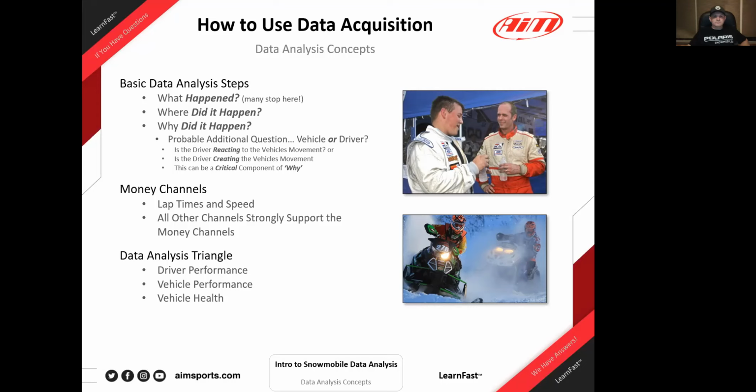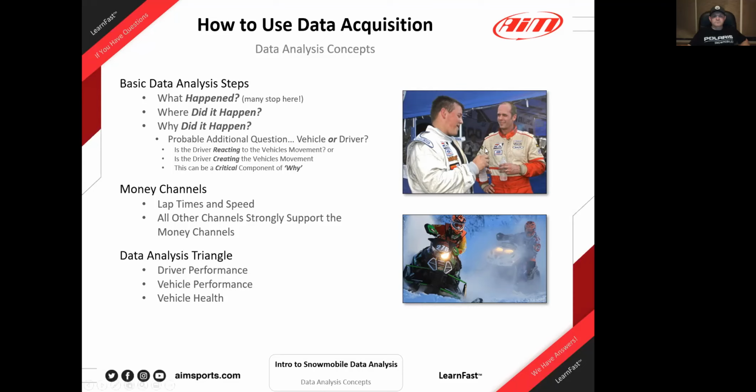What I just talked about, what happened, is where many stop. You open up your data file, you say, okay, yeah, I gained three tenths, and you're going, woohoo, perfect, we're in the right direction. We made our changes right, and then they stop looking at the data. But really, you've got to dig in a little bit more. Like I mentioned, where did it happen and why did it happen?